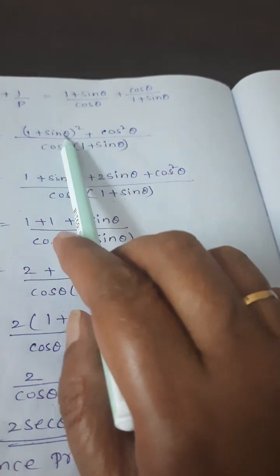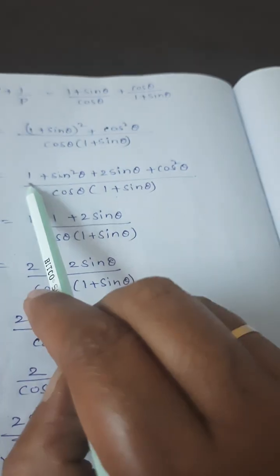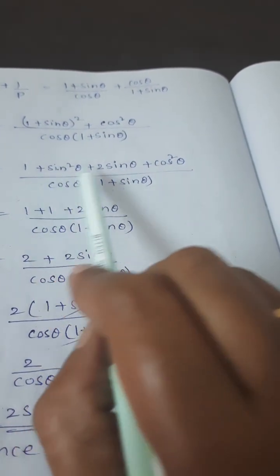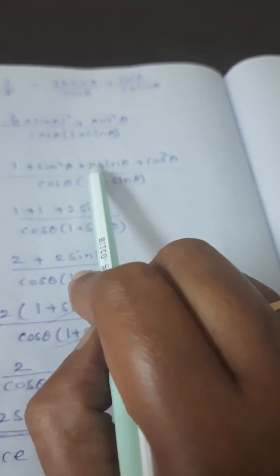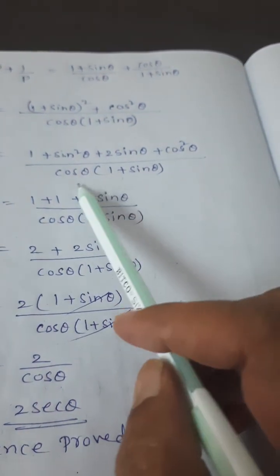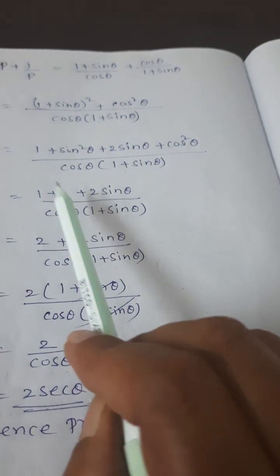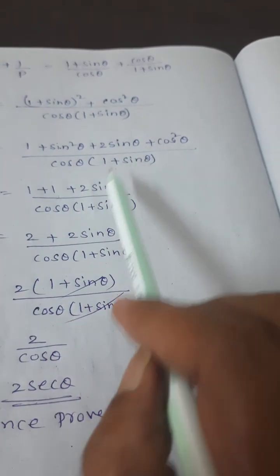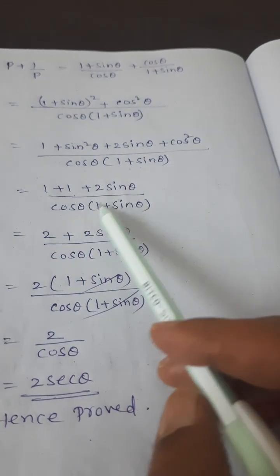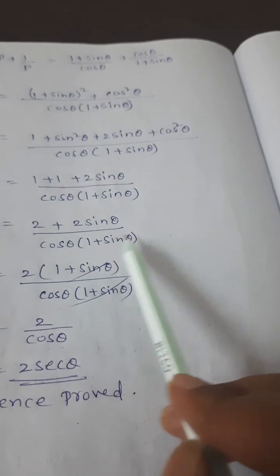So here it is a plus b whole square form. So a square, 1 square means 1, plus sin square theta plus 2ab, 2 into a means 1, 2 into 1 are 2 into sin theta, 2 sin theta, plus cos square theta. So here sin square theta plus cos square theta is equal to 1. 1 plus 1 plus 2 sin theta by cos theta into 1 plus sin theta. Here 1 plus 1 is 2. 2 plus 2 sin theta by cos theta into 1 plus sin theta.